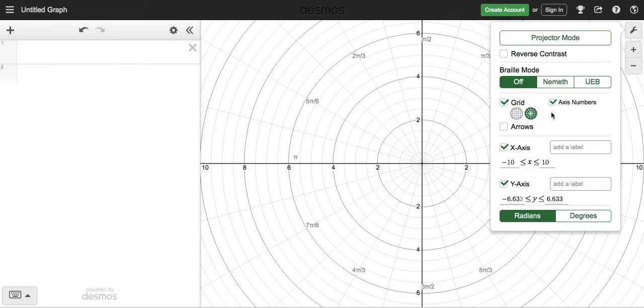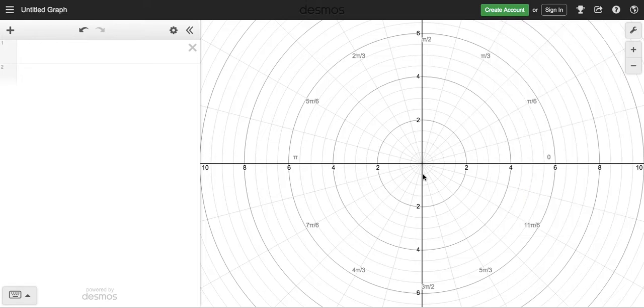I'm going to leave the axis numbers all set. I'm going to leave the x and y axes all set. But make sure that it's in radian mode. If it's in degree mode, then it's not going to be as straightforward as what we've been working with. It's almost universally accepted that when you're working with polar equations, you're working with radians. Very, very rarely will you work with degrees. So we want radians.